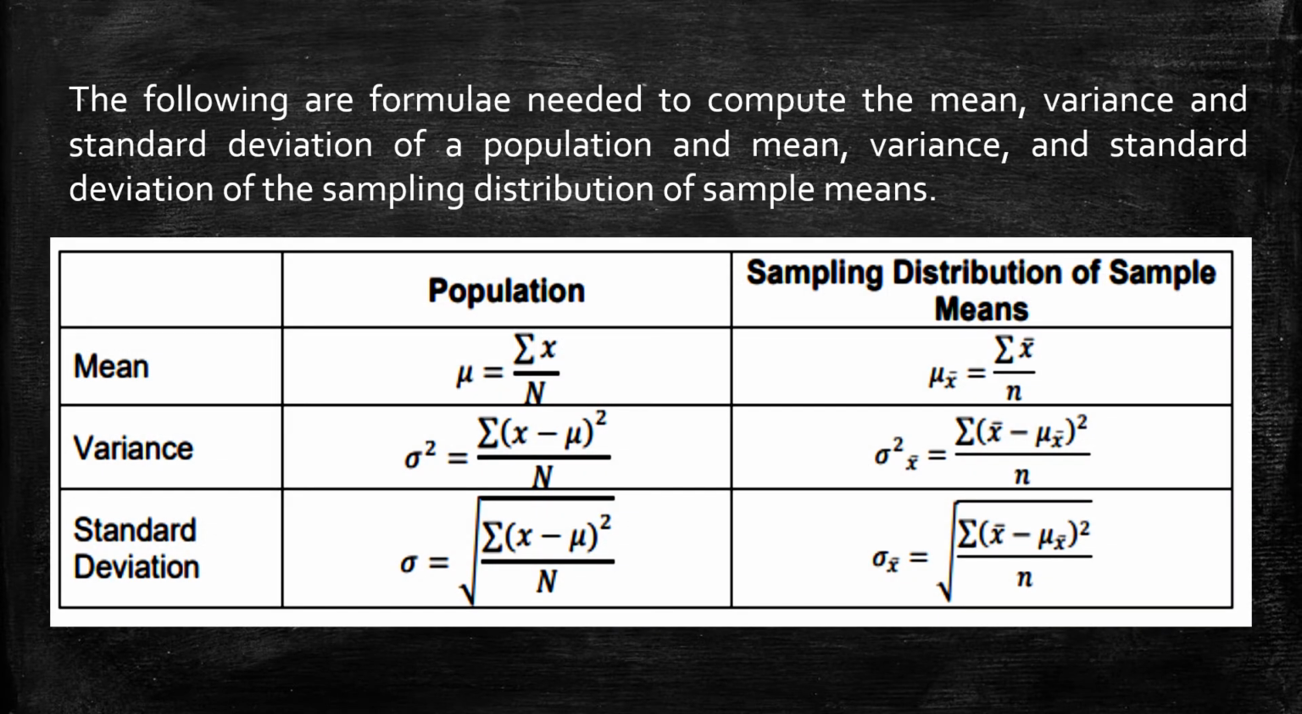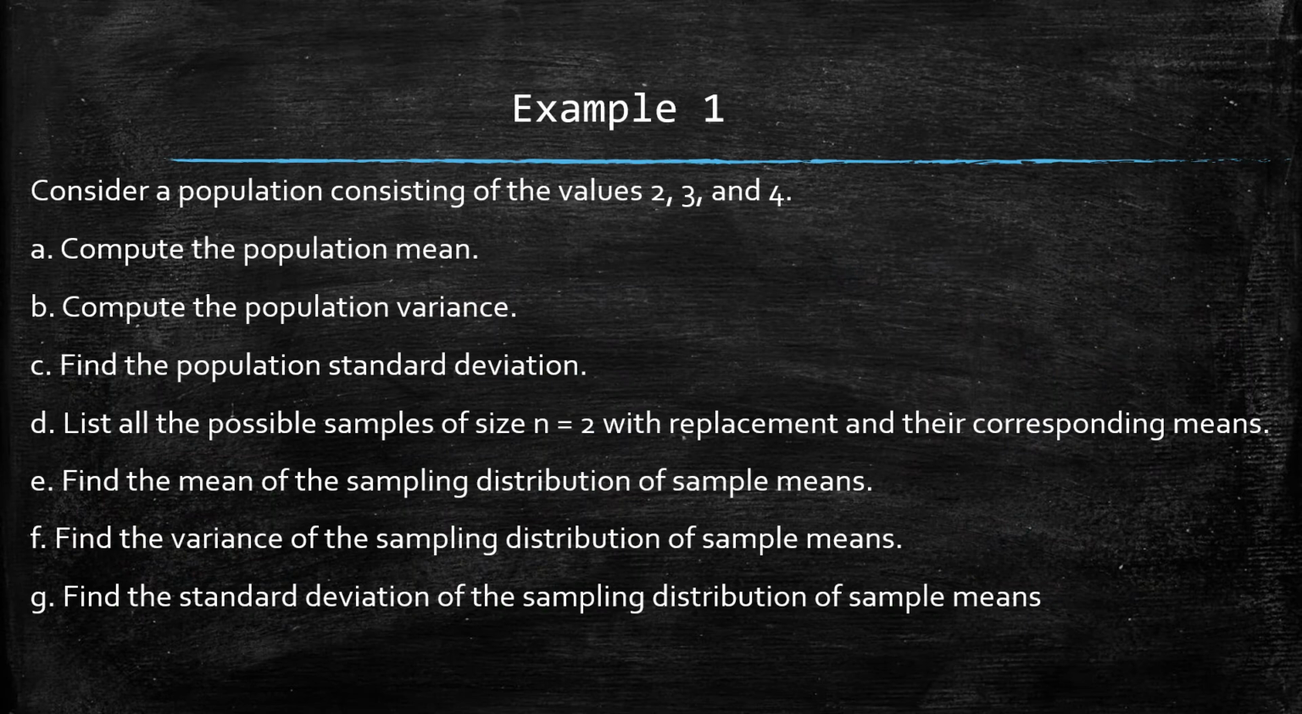Take note of the following formulae needed to compute the mean, variance, and standard deviation of a population, or the sampling distribution of sample means. Let us have an example. Consider a population consisting of the values 2, 3, and 4. Actually, I used the example in the previous video in sampling distribution of the sample means.